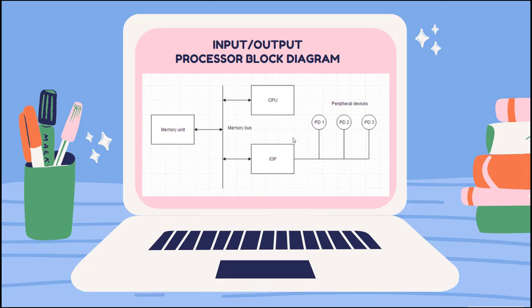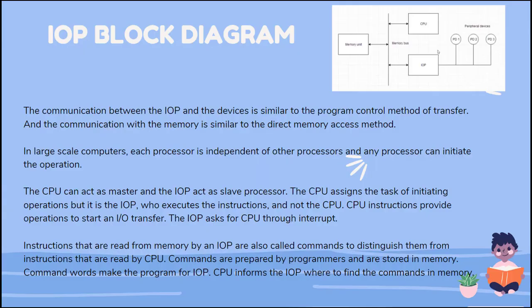The CPU instructions provide operations to start an I/O transfer, and the IOP asks for the CPU through the interrupt. The instructions read from memory by an IOP are also called commands to distinguish them from instructions that are read by the CPU. Commands are prepared by programmers and are stored in the memory. Command words make the program for the IOP. The CPU informs the IOP where to find the commands in the memory.